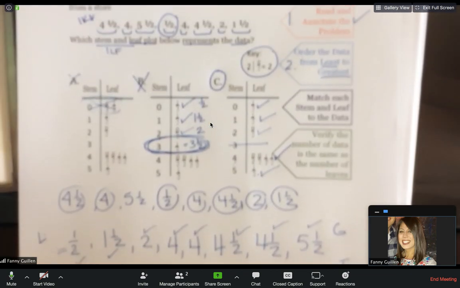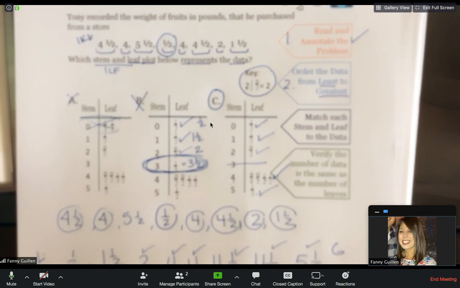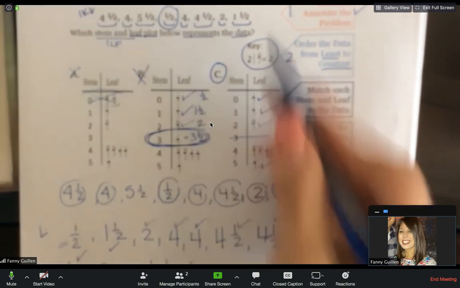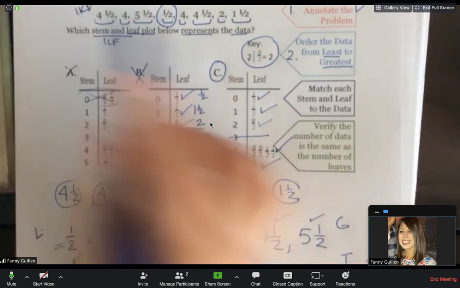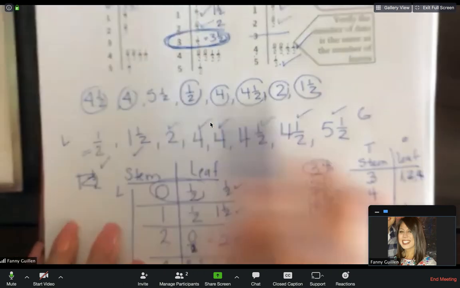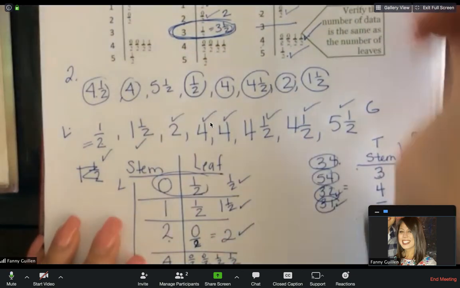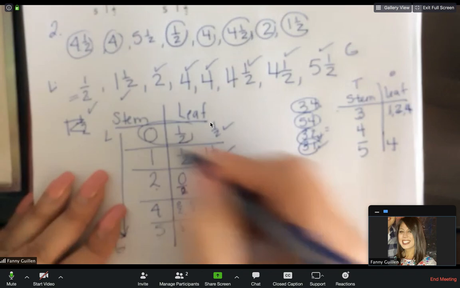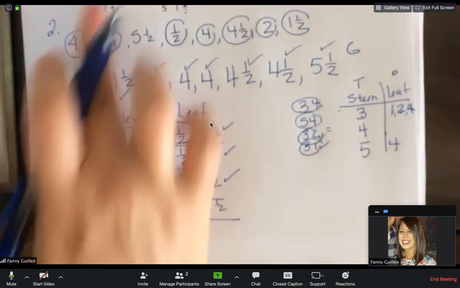So did everyone see how I did that? Make sure you go through your labs, okay? Go through your labs, read and annotate. Order all the data that is given to you, from least to greatest. After you order them from least to greatest, this was my step number 2, you're going to make your own table, and then you're going to compare your table with the data given to you in your answer choices.